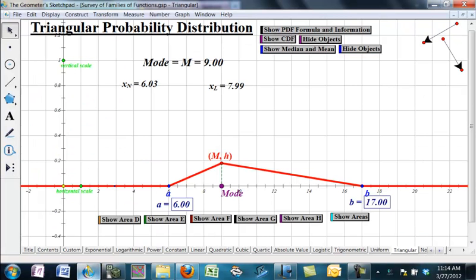Now compute some following probabilities. Probability that x is less than 9. So the probability that x is less than 9 really is just between 6 and 9, because there's nothing to the left of 6. So notice that that gives us a base here from 6 to 9.